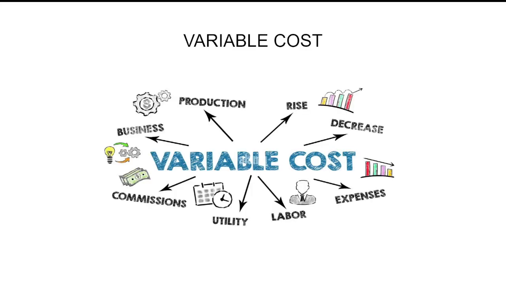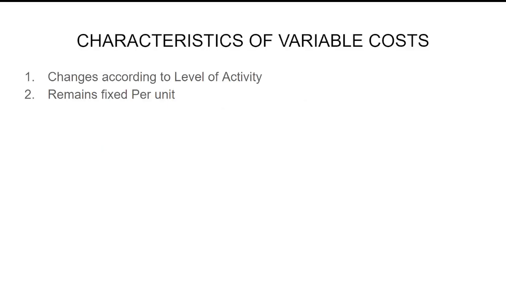They were not needed because there was no production, so they were not hired, meaning such types of costs are variable costs, and they vary in the same proportion as the level of activity. These are some of the examples of variable cost. Now let us discuss the characteristics.